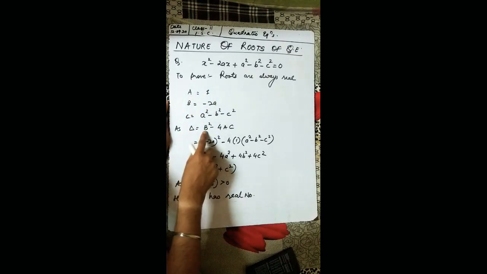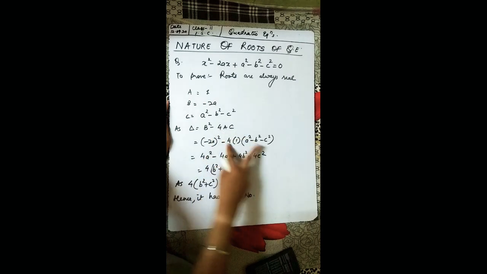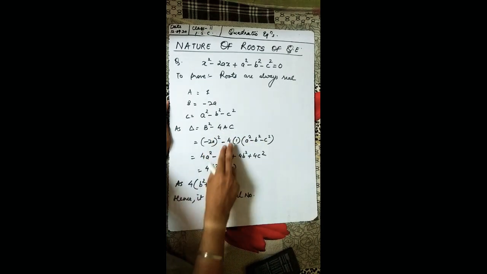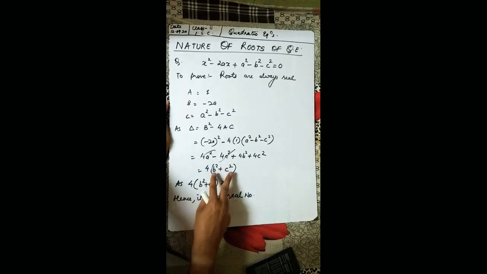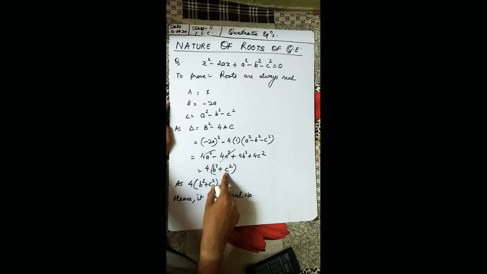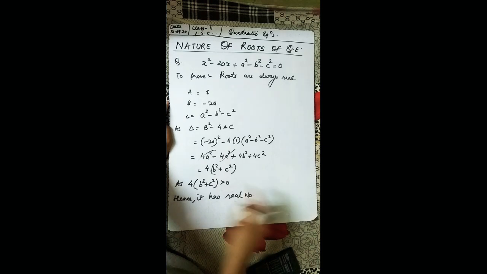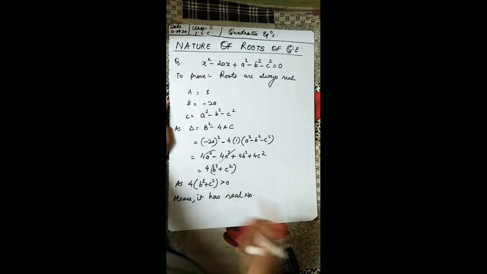That is why del is equal to B square minus 4AC. This will be 4a square minus 4a square plus 4b square plus 4c square. These two cancel. Take 4 common, so we get 4 times (b square plus c square). Now you will never get a negative value upon solving this. You know why? Because this is b square and this is c square. Even if you take the value of b as negative, it will get squared and you'll get a positive value. The same case with c also. And if you add, you'll get a real value only. So finally this is greater than 0, so it has real roots.